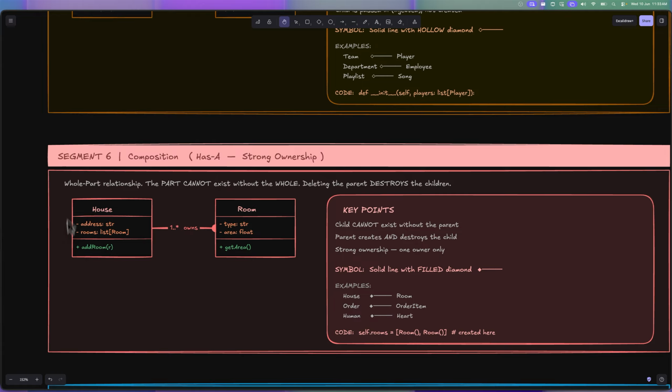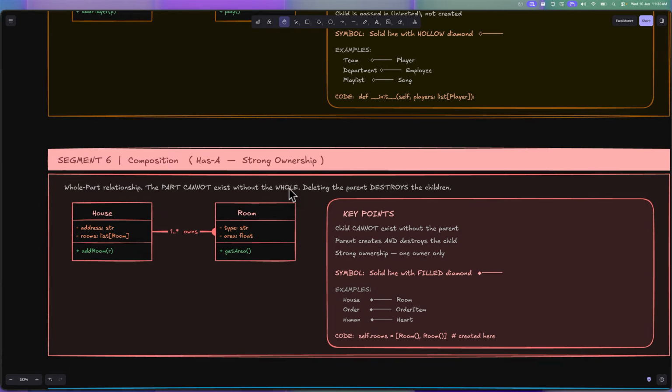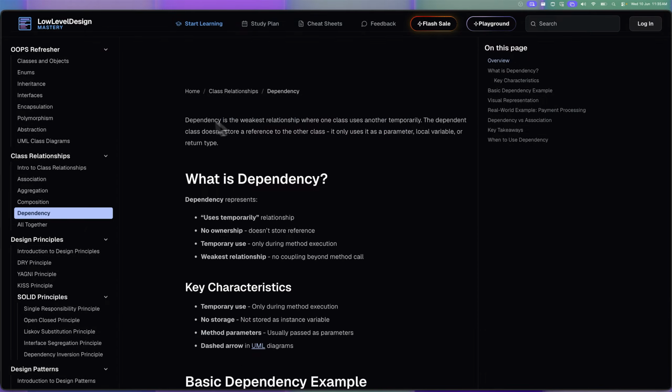And then whenever the house gets destroyed, the rooms also get destroyed, right? So this is all about the composition relationship. Now, dependency is the weakest relationship, where one class uses another class temporarily. The dependent class does not store a reference to the other class. It only uses it as a parameter, local variable, or a return type, right?